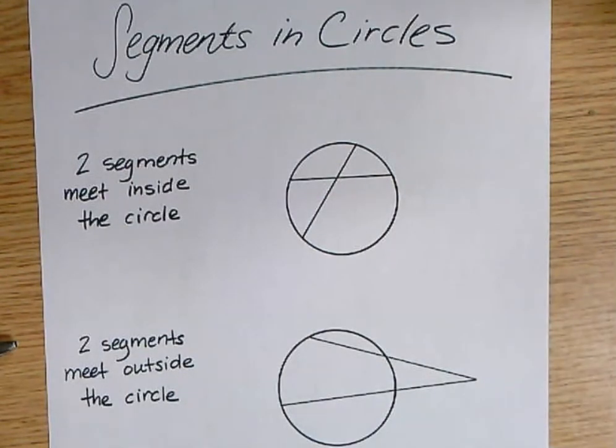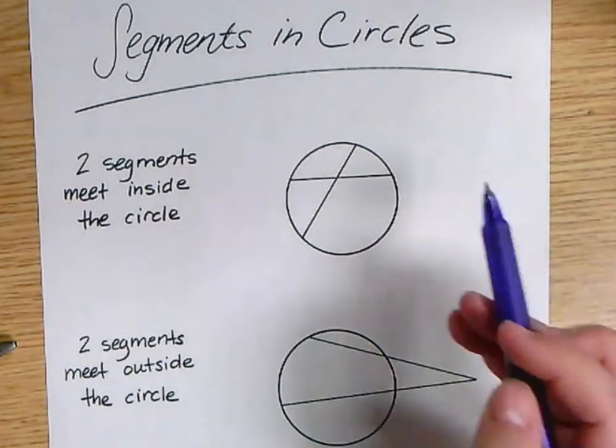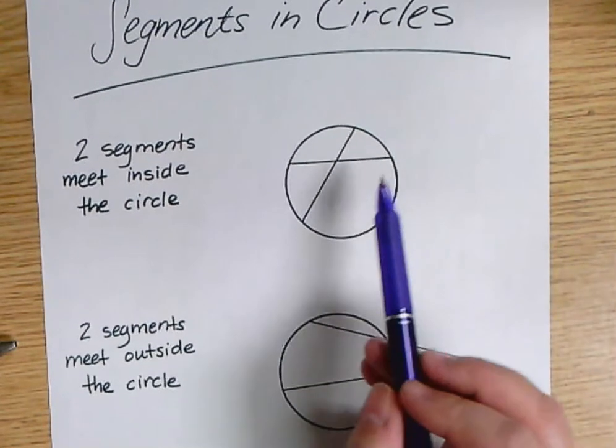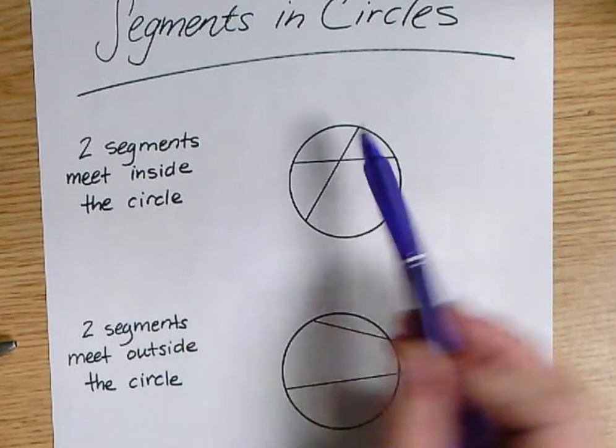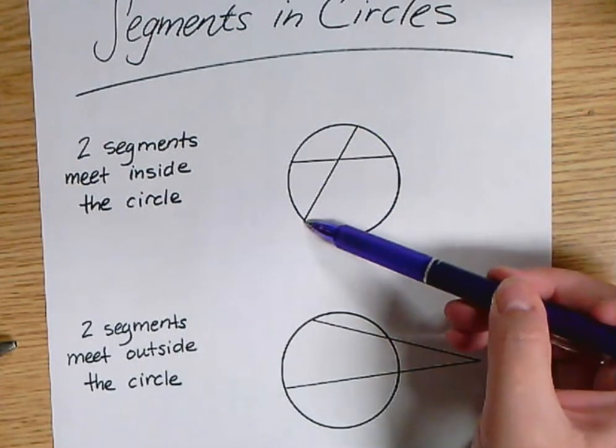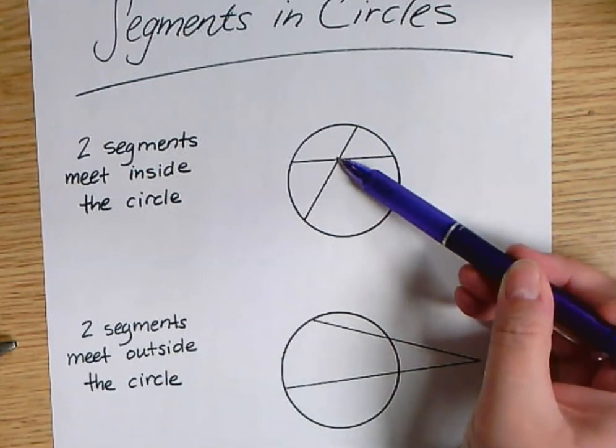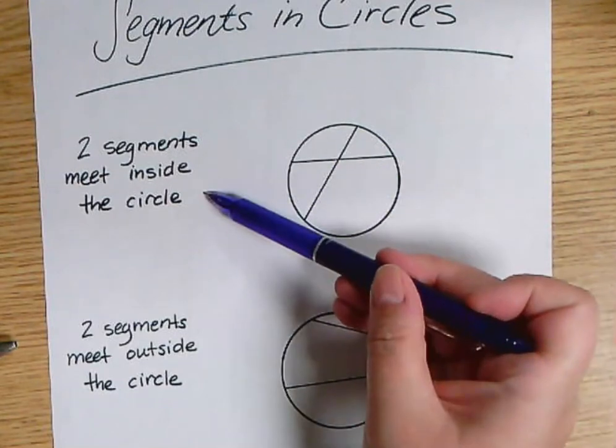Okay, so this is kind of a standalone topic. This is something that we talk about, which is about the lengths of the segments when we have segments that meet either inside or outside a circle. In other words, here I have two segments that are both chords, and they meet inside the circle. So that's one case we're going to look at today.